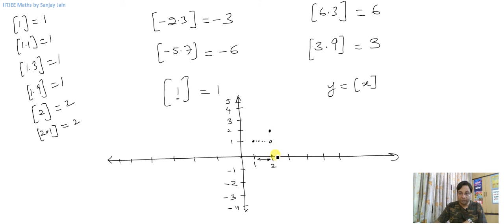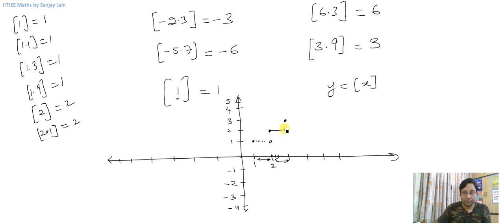But when I put 2.1 or 2.2, 2.3 up to like 3, so between 2 and 3, everywhere I'll get a value 2, right? So I'll keep getting values 2 until unless I reach 3. At 3, I will get this value here, which is 3, right? So this is how we will make this graph, okay?